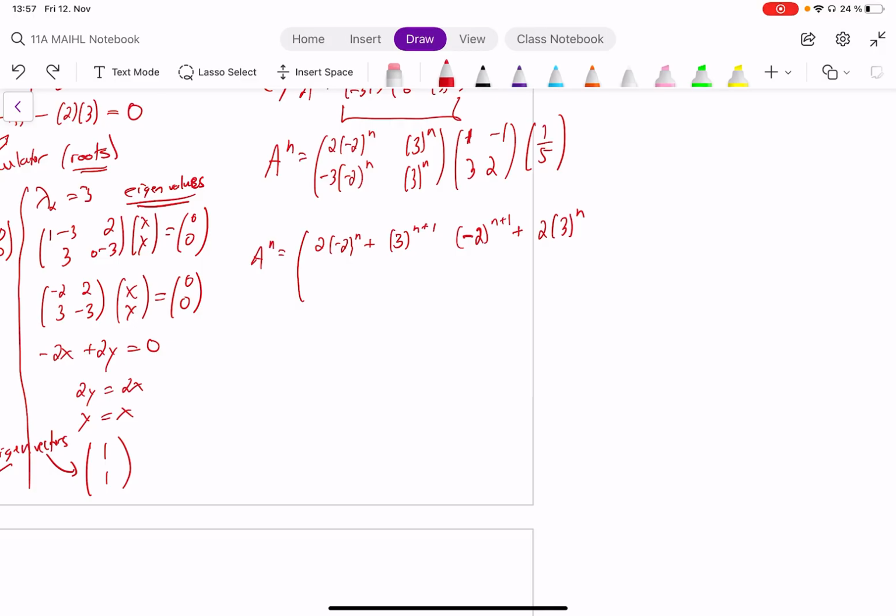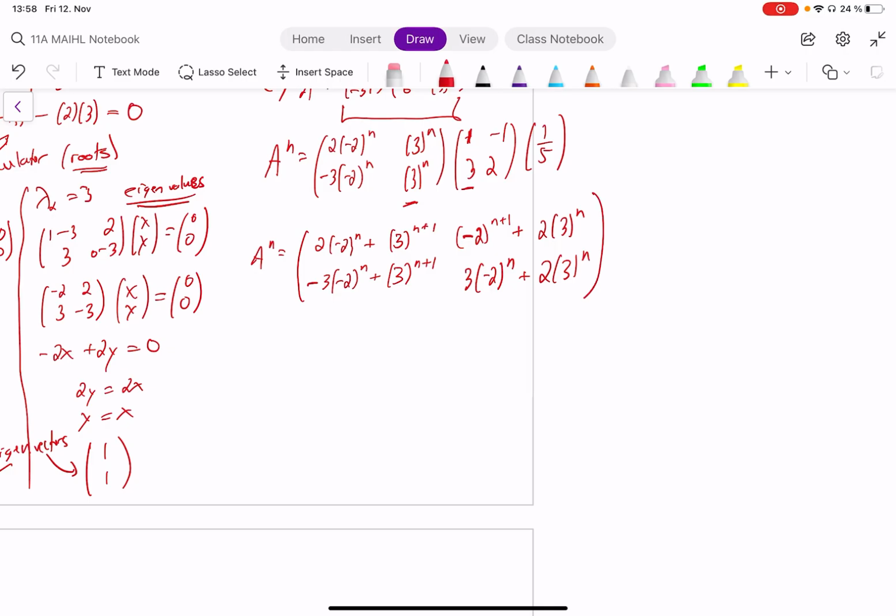So now we're in row 2 times column 1. In this case, it would be row 2 column 1. So it would be negative 3 times negative 2 to the n plus 3 to the n plus 1, right? Because there's a 3 times the 3 to the n, so 3 to the n plus 1. So now I'm going to do row 2 times column 2. So it would be 3 times negative 2 to the n. That one doesn't change. And then plus a 2 times 3 to the n.